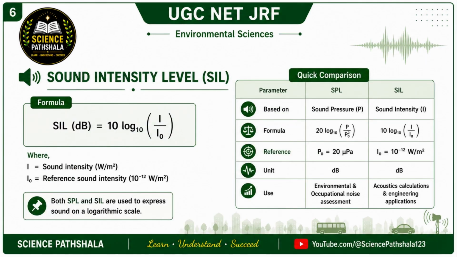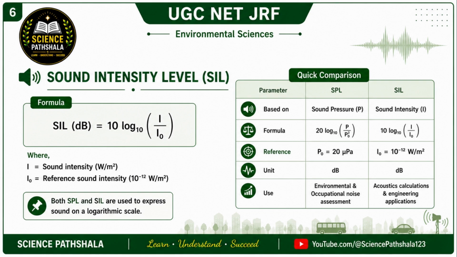Now next is sound intensity level. The formula for sound intensity level is SIL equals 10 log I divided by I naught. Here I represents sound intensity and I naught represents reference sound intensity. The standard reference sound intensity is 10 raised to the power minus 12 watt per meter square, as we have seen in the previous slide as well.